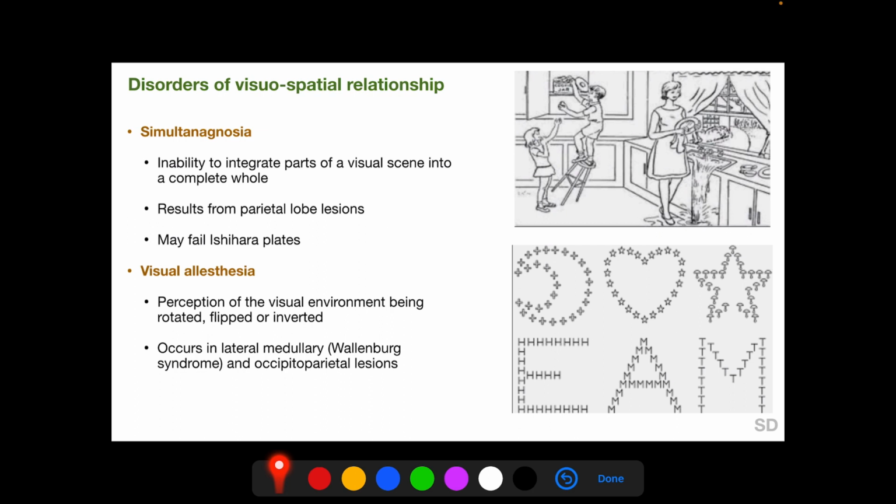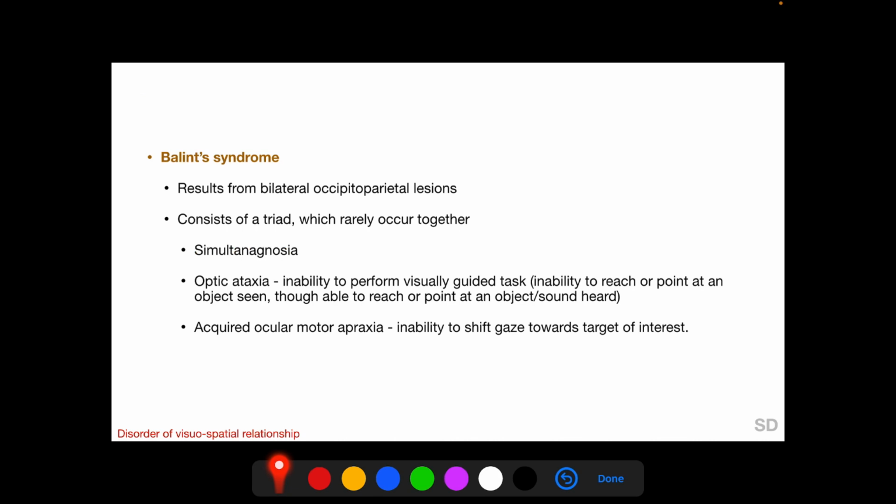And visual allesthesia is a perception of the visual environment being rotated, flipped or inverted, and it occurs in lateral medullary syndromes and in occipitoparietal lesions. Balint syndrome results from bilateral occipitoparietal lesion, and it consists of a triad of simultanagnosia, optic ataxia, and acquired oculomotor apraxia. However, the three parts of the triad rarely occur together to form the complete Balint syndrome.